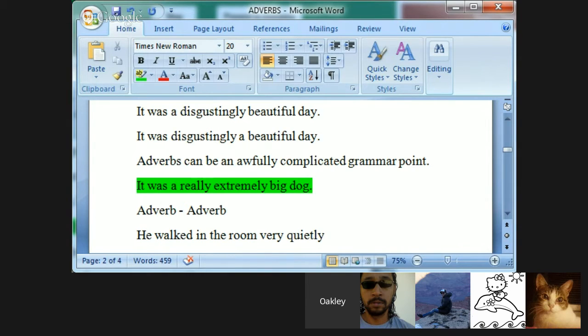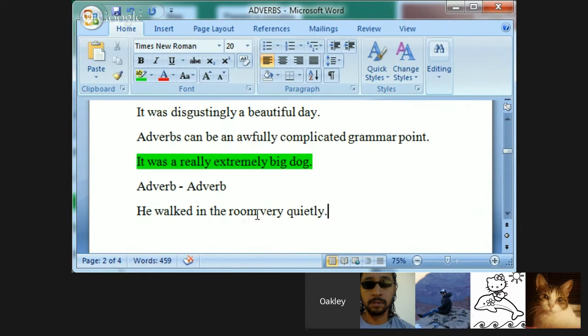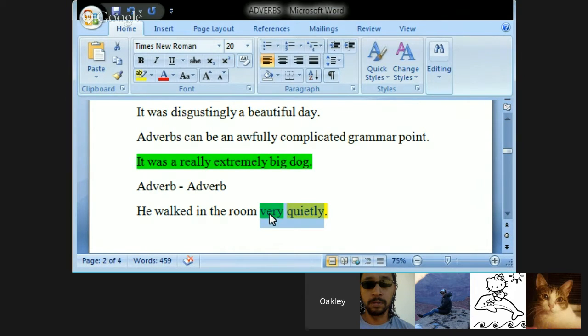Okay, and see, this is interesting. Another interesting example of an adverb modifying an adverb is, of course, "very." Heidi, what is "quietly" modifying? Walked. That's right, the verb. Okay, he walked in the room very quietly. In this case, she's putting this verb-modifying adverb at the end of the sentence. Where else could you put it? Can you move this combination of adverbs?